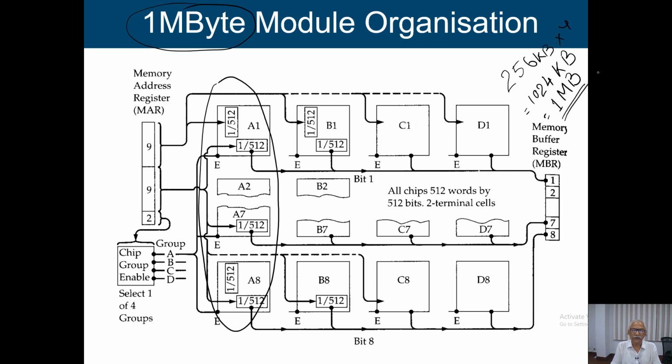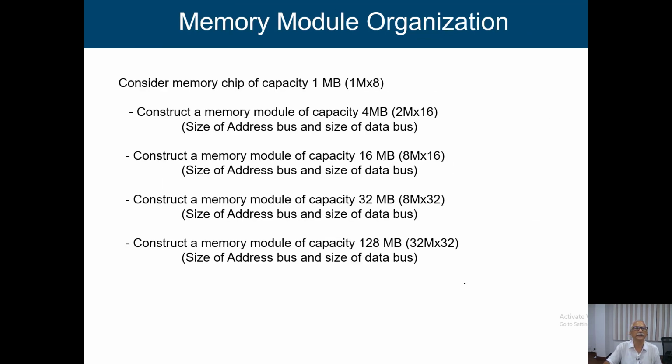Now if we are having such a 1 megabyte memory chip, then what will happen? Now we can construct bigger memory modules with the help of this particular memory chip. So this is your 1 megabyte memory chip. Now we can use this same principle to construct a memory module of bigger memory chips. So in this particular case, now come to this particular slide.